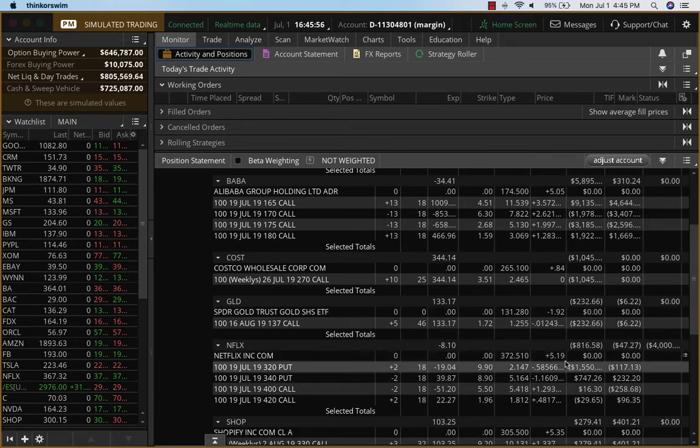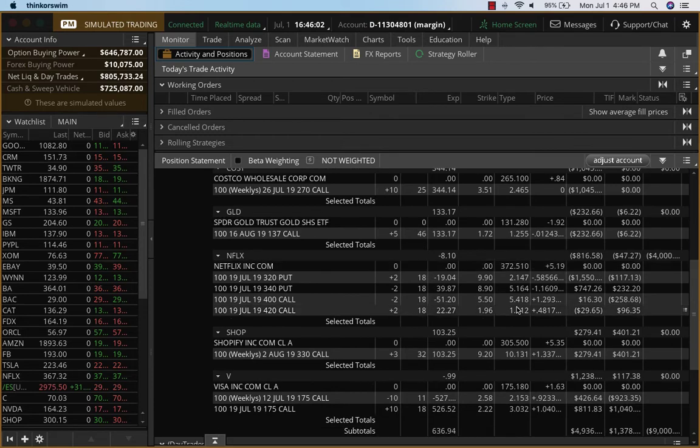Netflix, we have an iron condor, which is sitting quite in the middle between the 340 and 400, so we'll keep that one also. Shopify, we're going to have a decent profit here. I think it might go up even further.